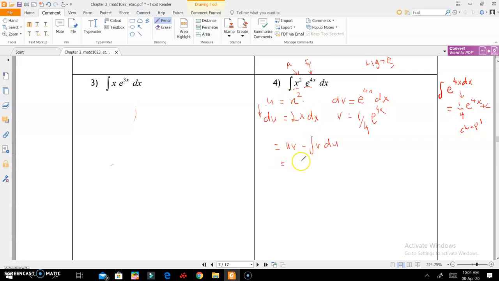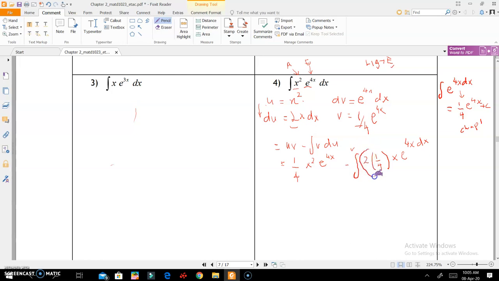You can try to replace the values on your own. I suppose you are going to get 1 over 4 x to the power of 2 e to the power of 4x. You need to rearrange it, minus the integral of 2 multiplied by 1 over 4 x e to the power of 4x dx. So if you see here, you still have an integral, so you need to continue.